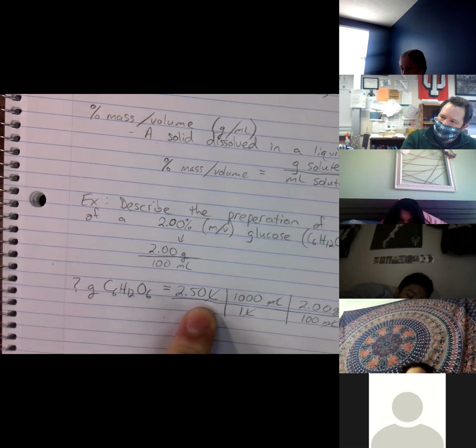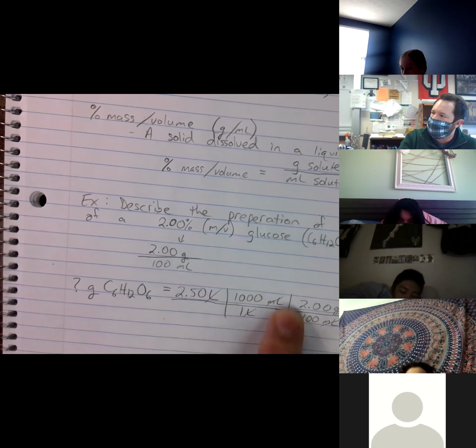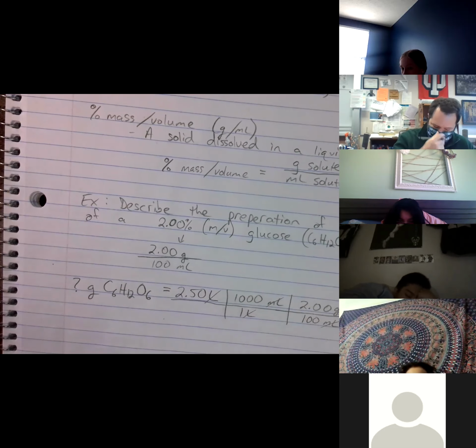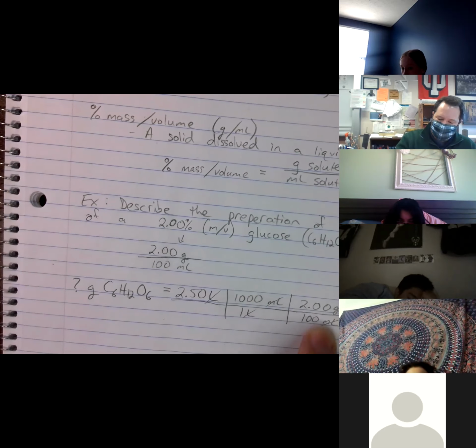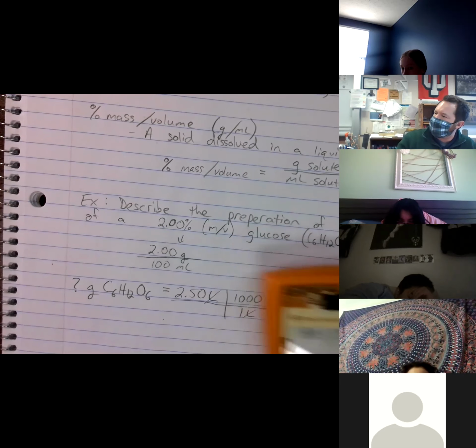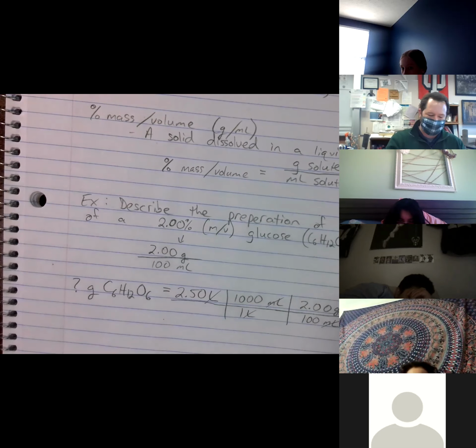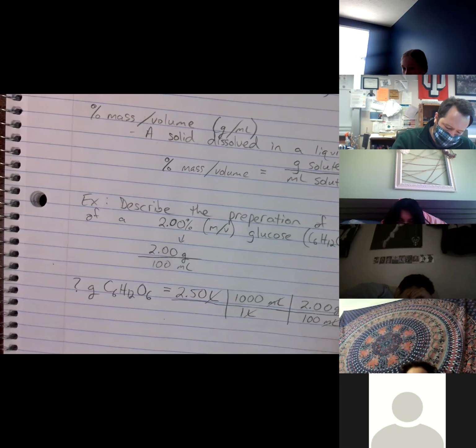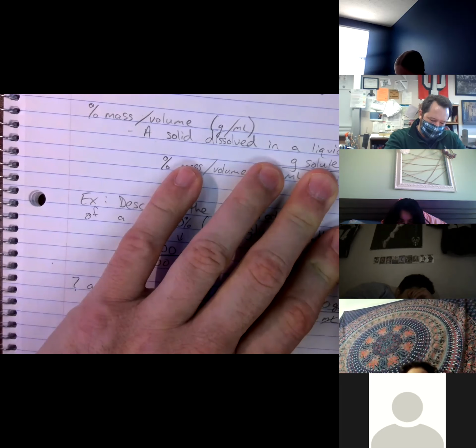The 2.5 has 3 significant digits. The conversion factors have infinite digits, because these are exact conversions. So our answer needs to have 3 significant digits, which means we're actually going to have to add them this time. Usually we're taking some off. This time we need to add them.